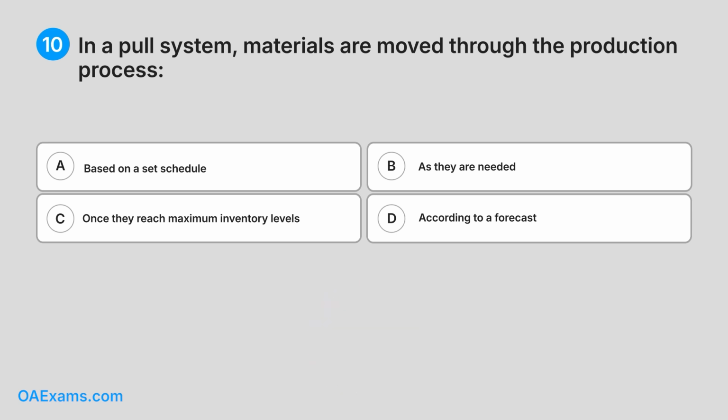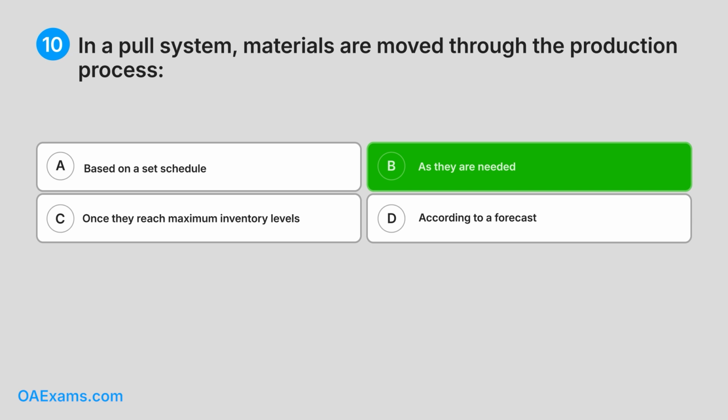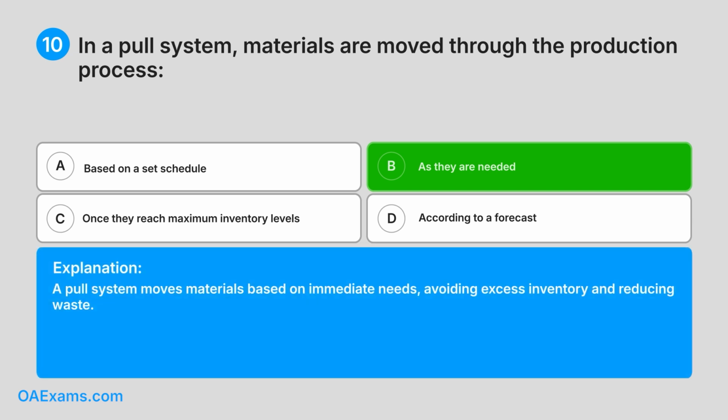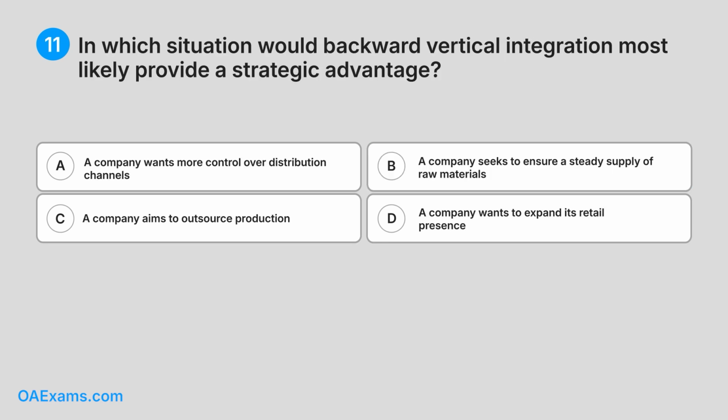Correct answer, B. As they are needed. Explanation: a pull system moves materials based on immediate needs, avoiding excess inventory and reducing waste. 11. In which situation would backward vertical integration most likely provide a strategic advantage?